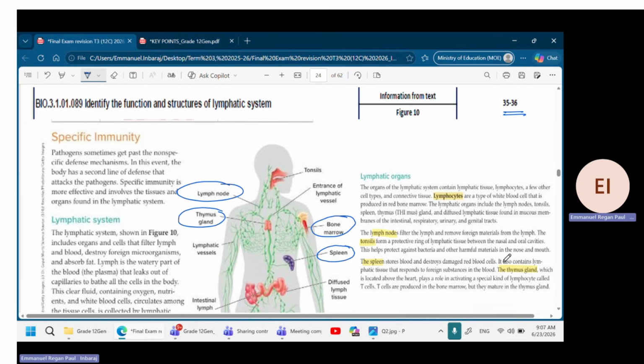It's here. So what is the role of lymph nodes? Filter lymph and remove foreign material. Tonsils, protective ring in the nasal area. It helps to protect. Okay, this is the tonsils. Spleen, it stores blood and destroys damaged RBC. The thymus gland, its lymphocytes are called T cells. You see, these are the functions of the lymphatic organs.